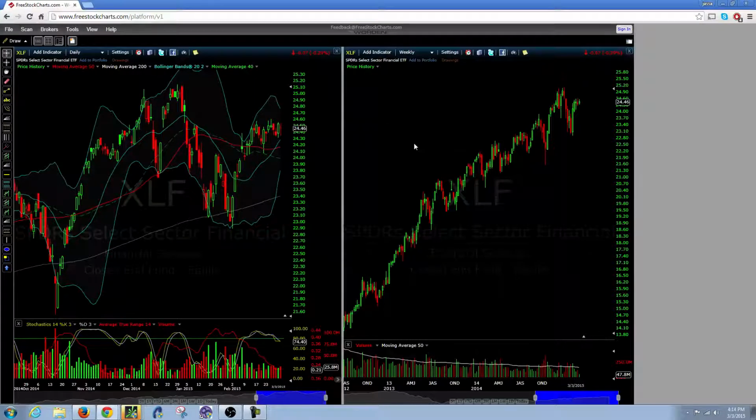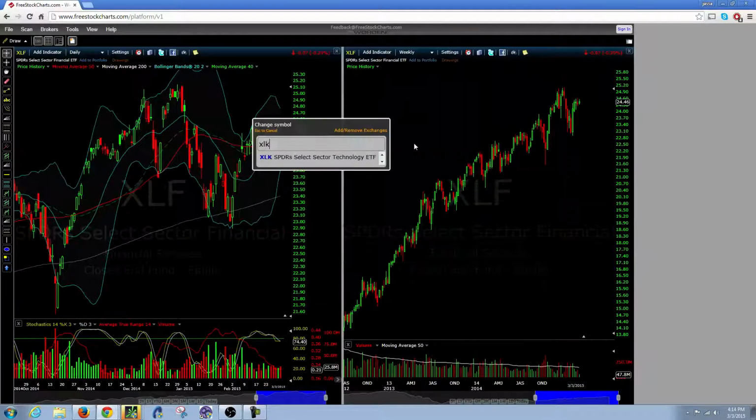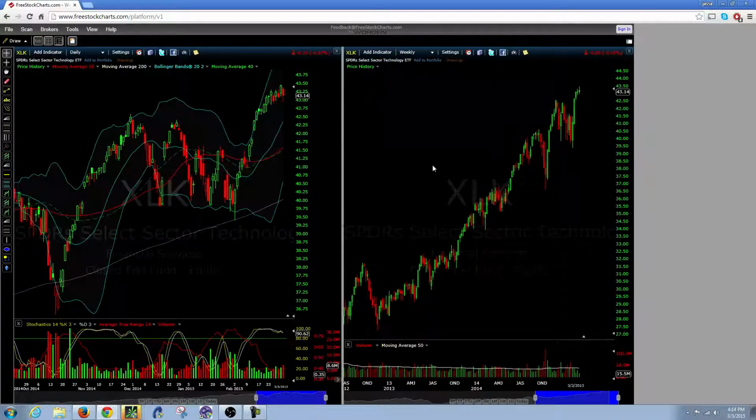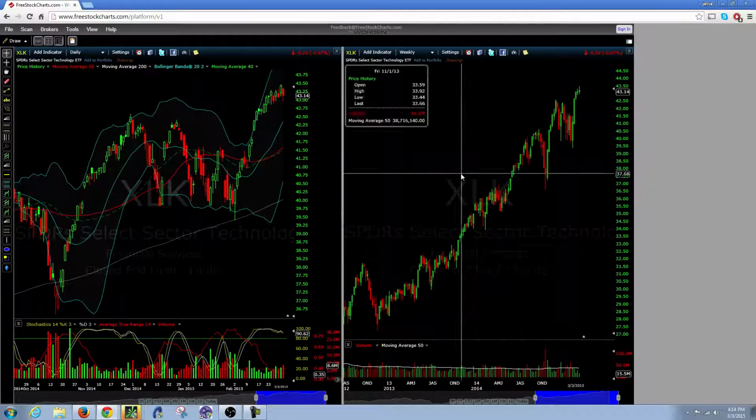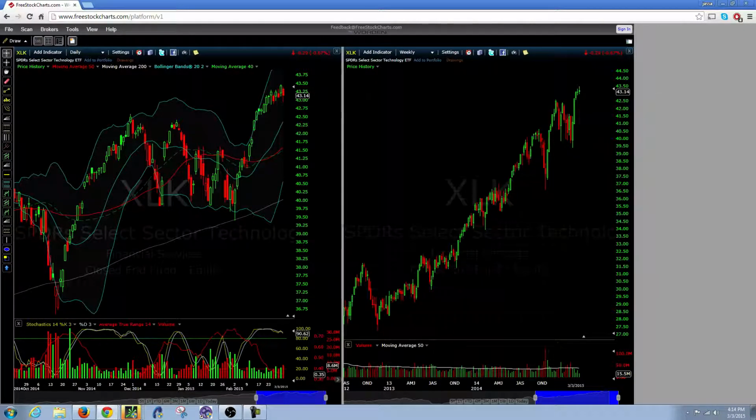So that's XLF. The next one is XLK. XLK is a technology sector. Okay, so basically, based on XLF or XLK, which one is stronger? That's the one we talk about. Which one is stronger and which one you need to trade, rather than trading something that has already made the move. Why not trade something that is about to break? Okay, that's what we try to talk about in the paid analysis, right?